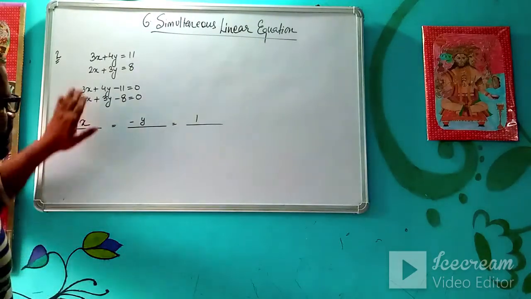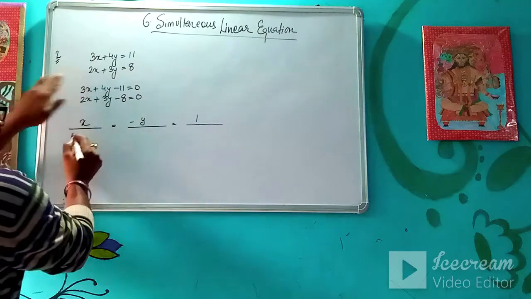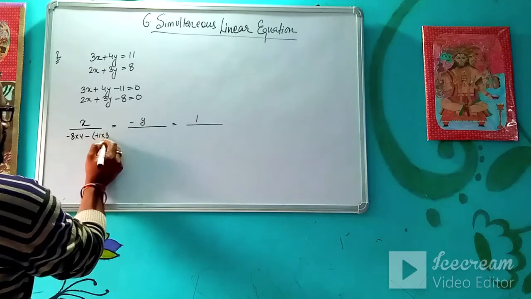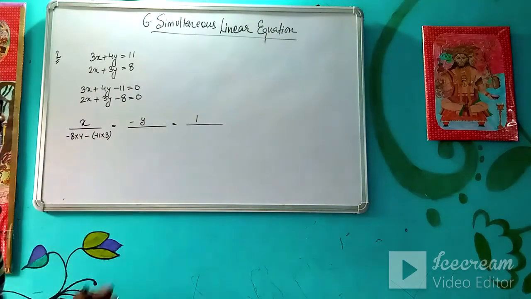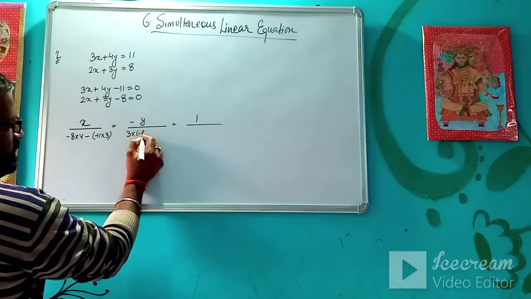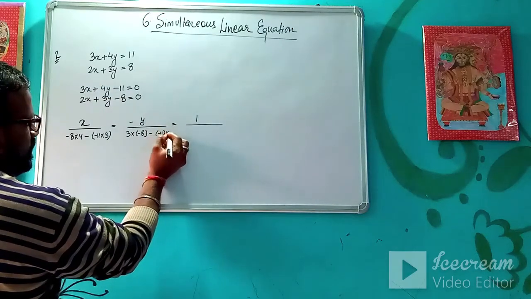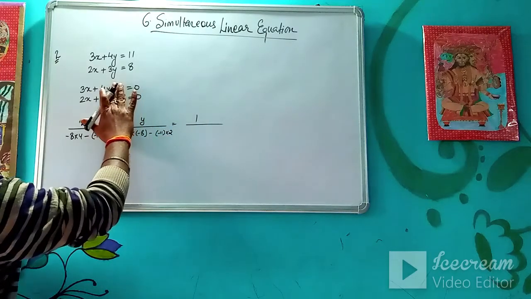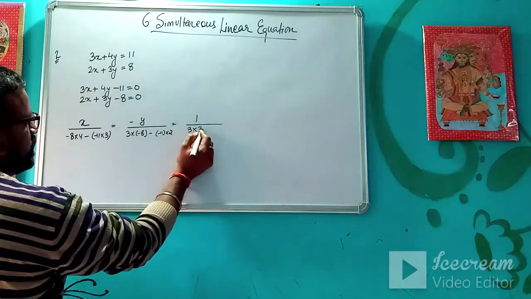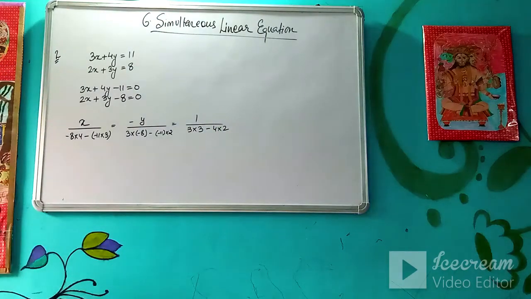Similarly we will hide the coefficient of x and we will multiply minus 8 into 4 minus 11 into 3. Then for hiding the y, we will have 3 into minus 8 minus 11 into 2. Then for finding the constant, this is 3 into 3 minus 4 into 2. Okay.